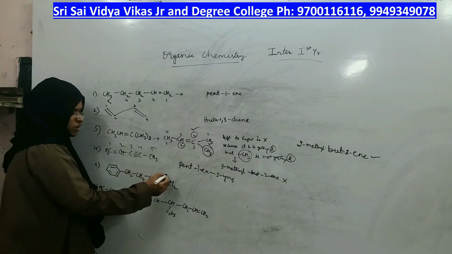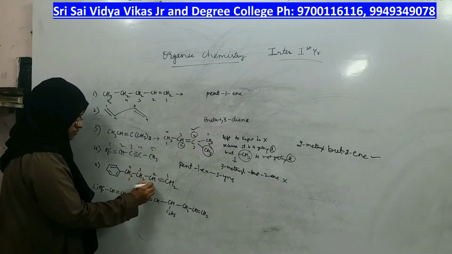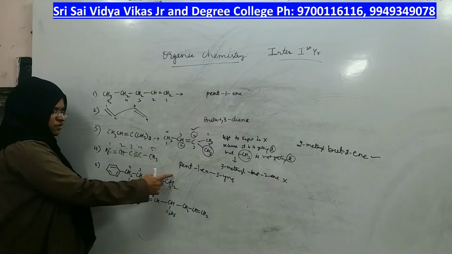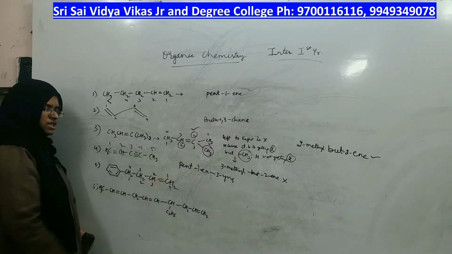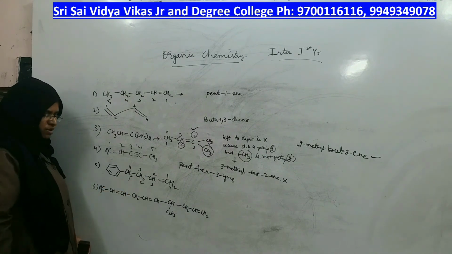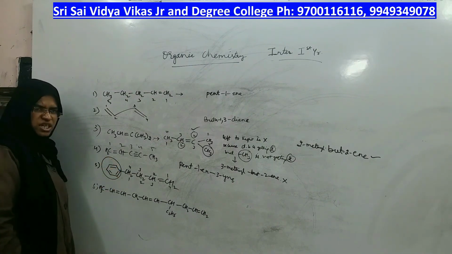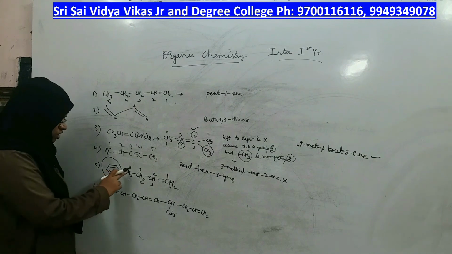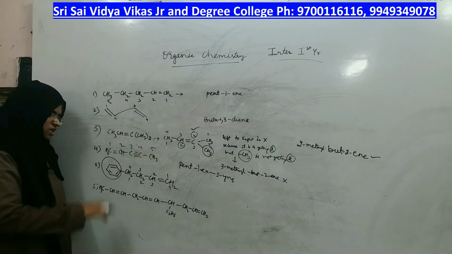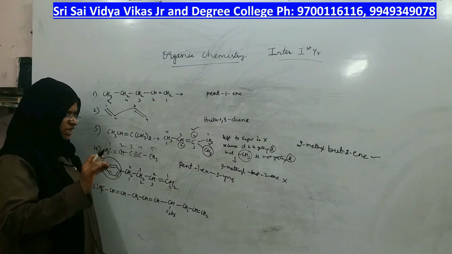In this compound, how many carbons are there? 1, 2, 3, 4. Which numbering is correct? If I give numbering from right side, double bond is getting least possible number. From left side, double bond is not getting least possible number, right? And this phenyl ring is a substituent, just like methyl, ethyl only. You should not continue the numbering as 4, 5, 6, 7, 8, 9, 10. No, it is just a group.